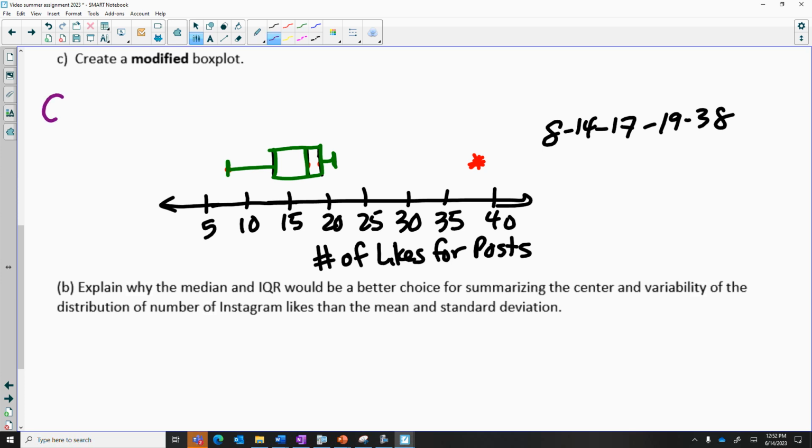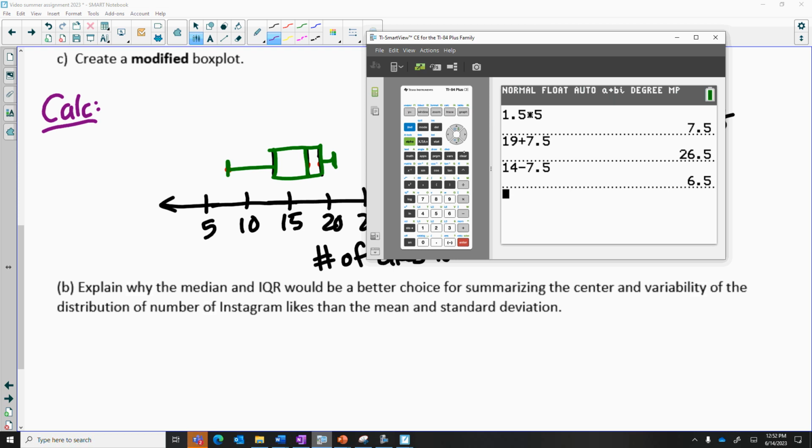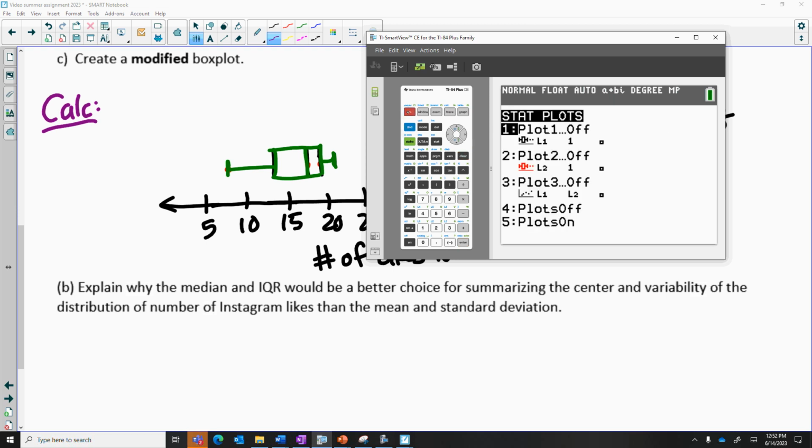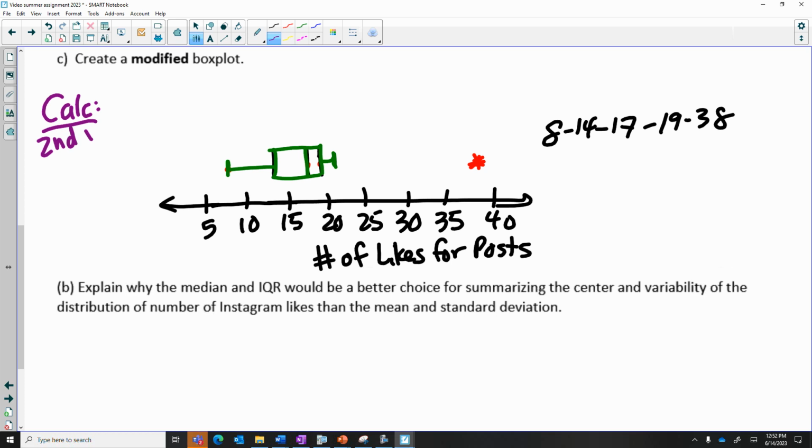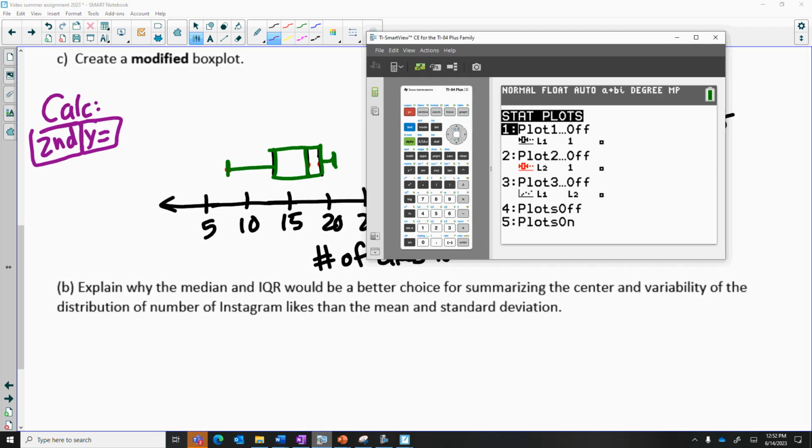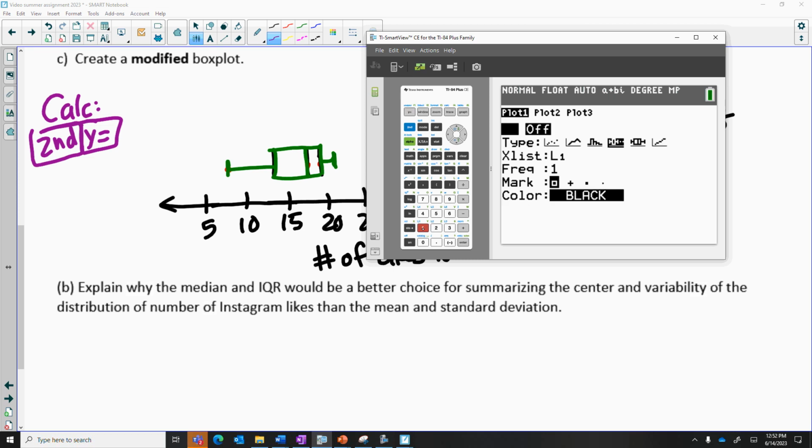So the way to do it in the calculator is you have to turn on your plot. To do that, you press second y equals. Now remember, my data is in L1, so if you don't have data in there, it's not going to work for you. Hit enter on plot 1, hit enter on the word on, and then go down and choose the third one from the right, which I already have highlighted here. This is the modified box plot.